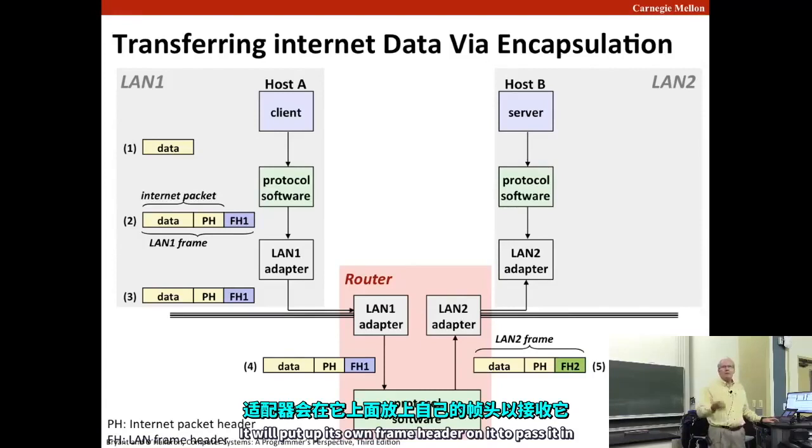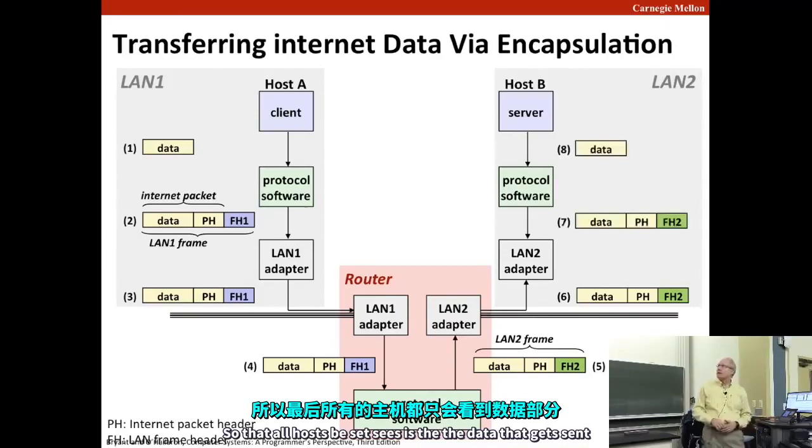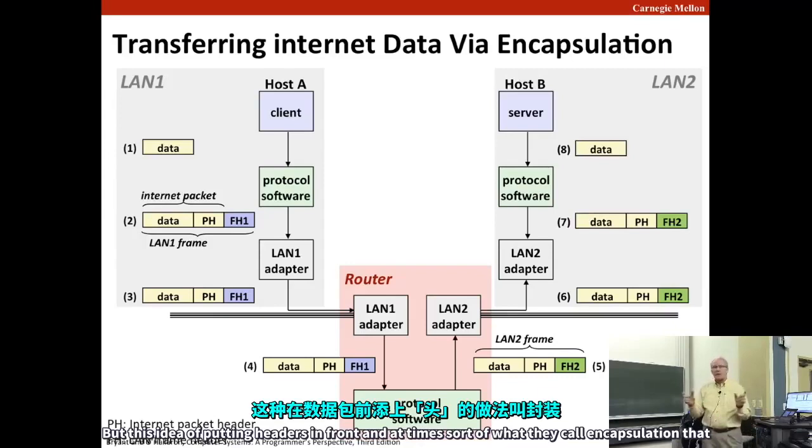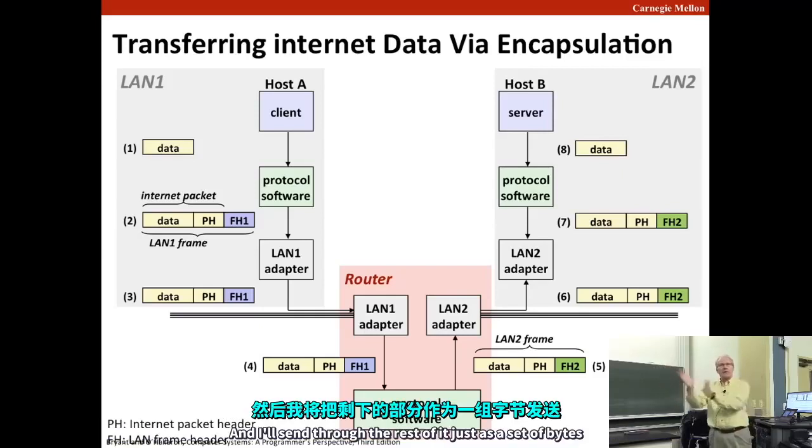It will put its own frame header on it to pass it in, and that then gets stripped off so that all host B sees is the data that gets sent. But this idea of putting headers in front, at times called encapsulation, is that I'll take this big packet and I'll just tack some more header information on top to the front of it, and I'll send through the rest of it just as a set of bytes.